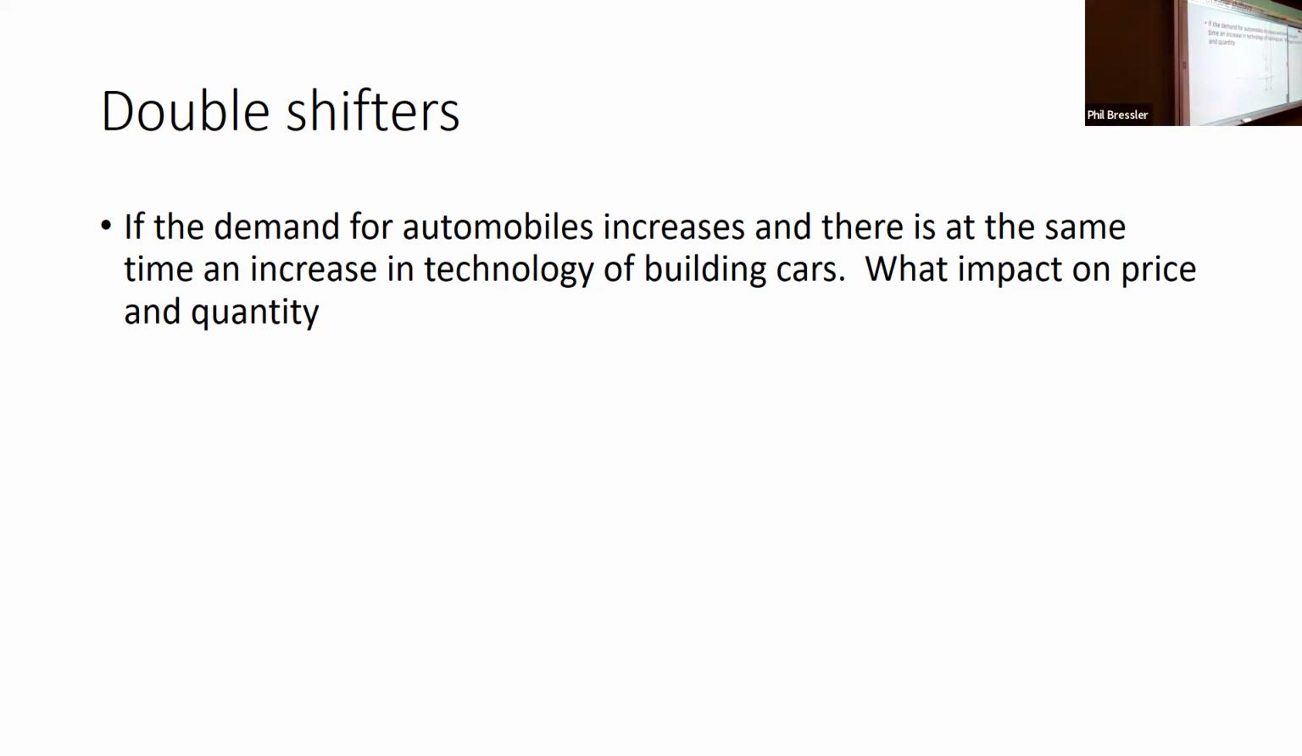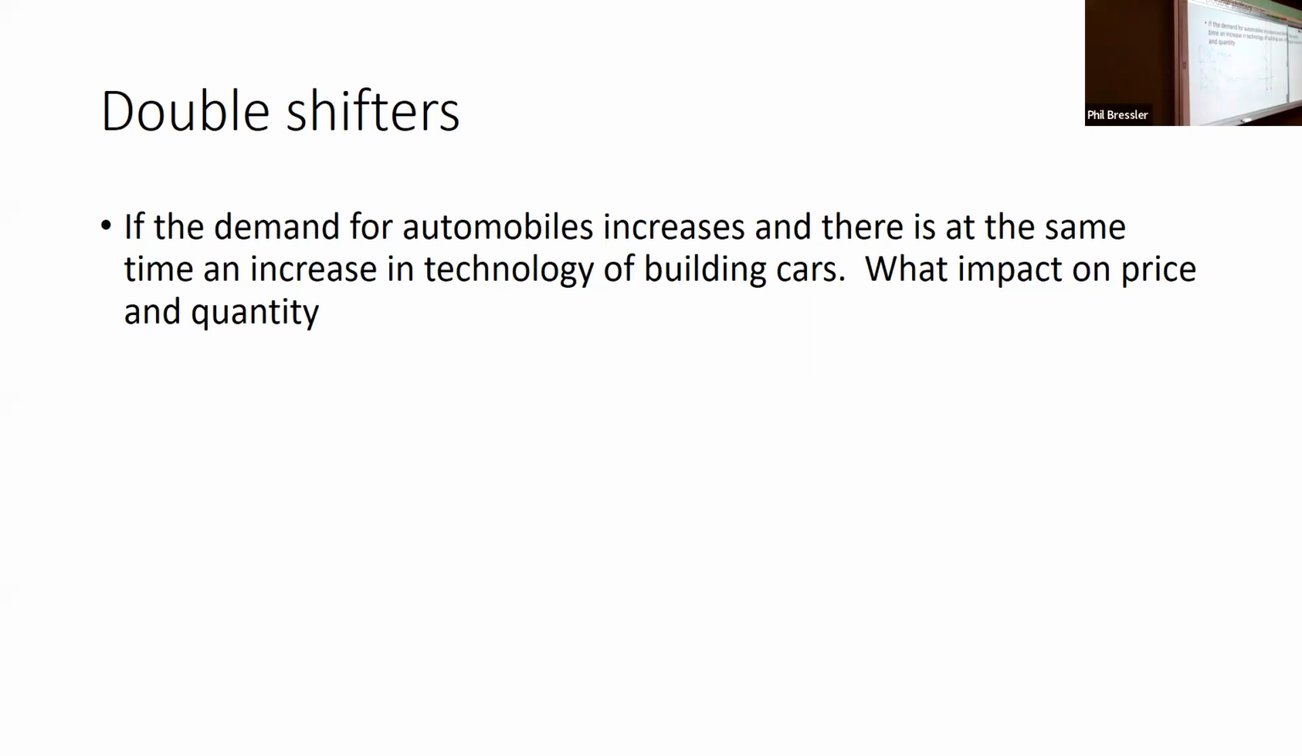Now, Parker, sometimes they'll say if demand for automobiles increases, so I'm going to just do this quickly, right? Price goes up, quantity goes up, right? And there's an increase in technology. What is that, Bishop Parker? Supply. Good job. So that's price down, quantity up. They might just ask, what happens to quantity? Well, quantity will go up. Price could be indeterminate. Okay.